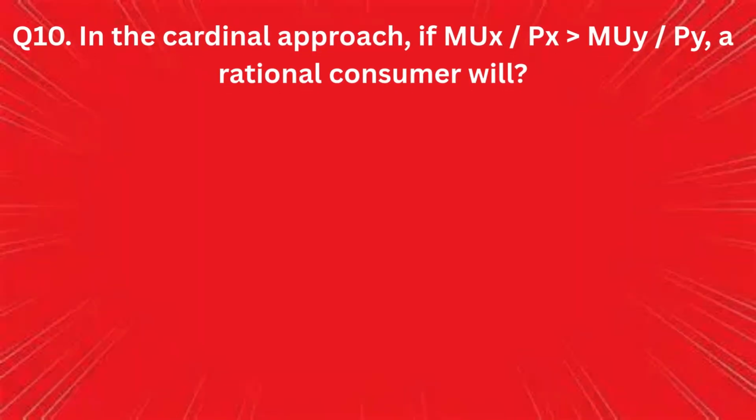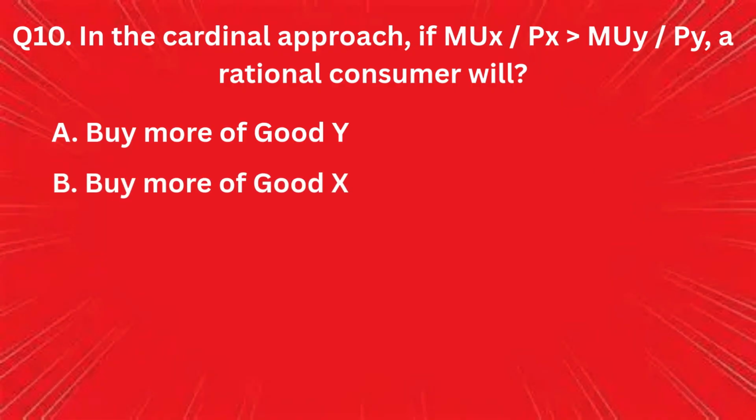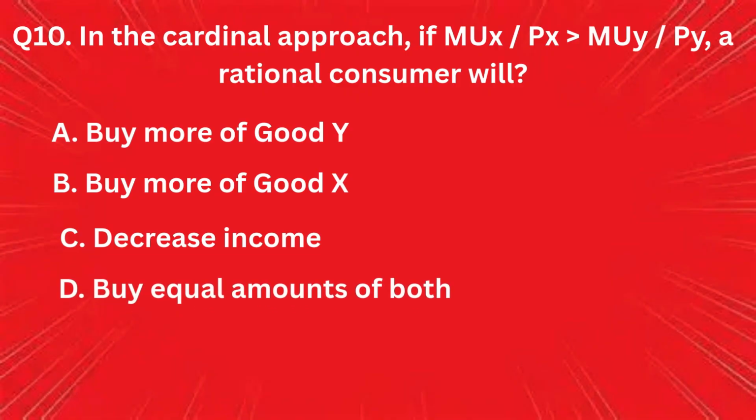10. In the cardinal approach, if MUx/Px is greater than MUy/Py, a rational consumer will A. Buy more of good Y. B. Buy more of good X. C. Decrease income. D. Buy equal amounts of both.